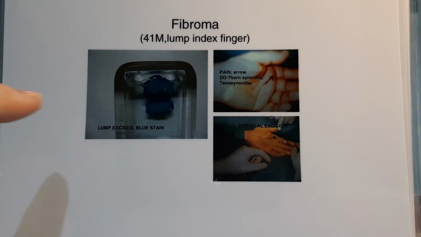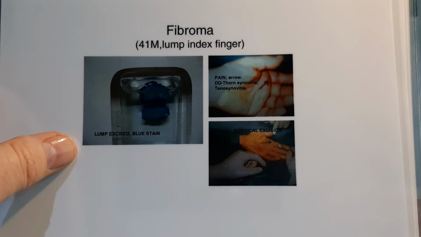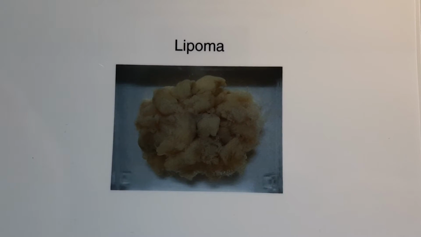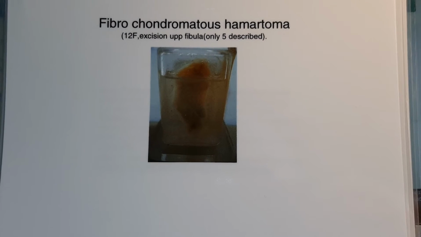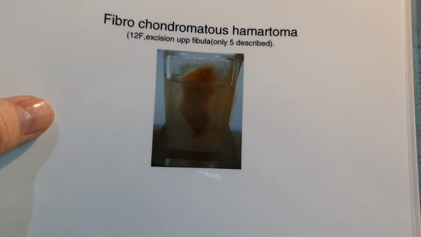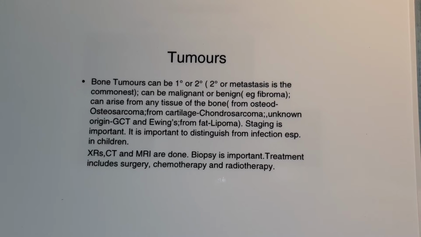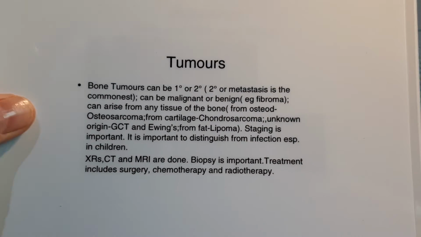Fibroma, upper fibula, here it is in the pathology pot. Unusual tumour. Lipoma, fatty tumour, quite common. Fibrochondrohamartoma, unusual tumour, here it is upper fibula in the pathology pot. Tumours, describing tumours, primary, secondary. Read this carefully, you'll find it useful.